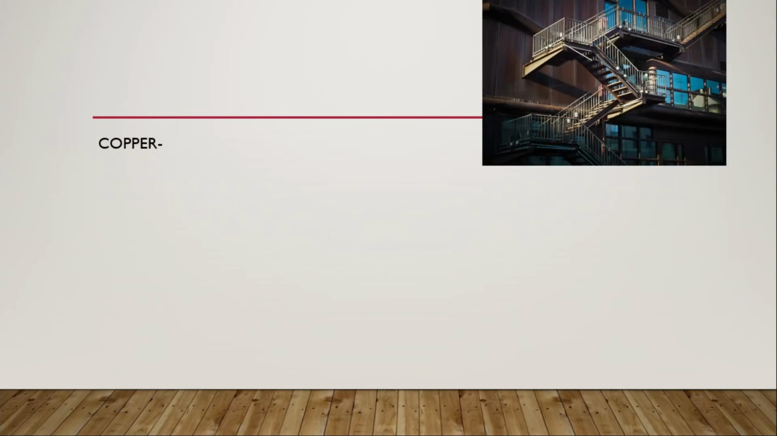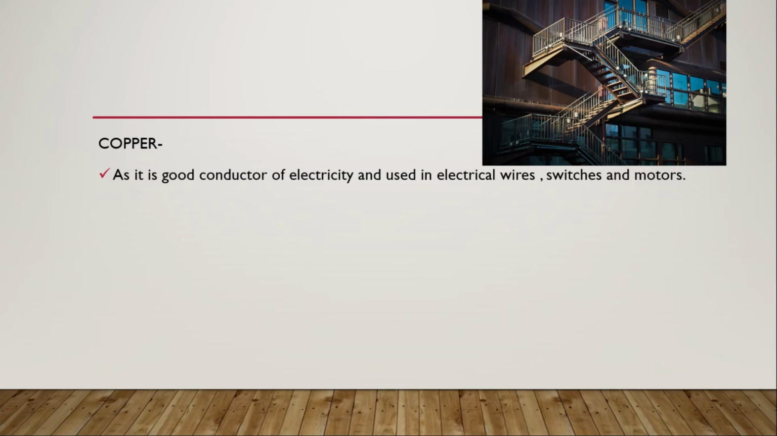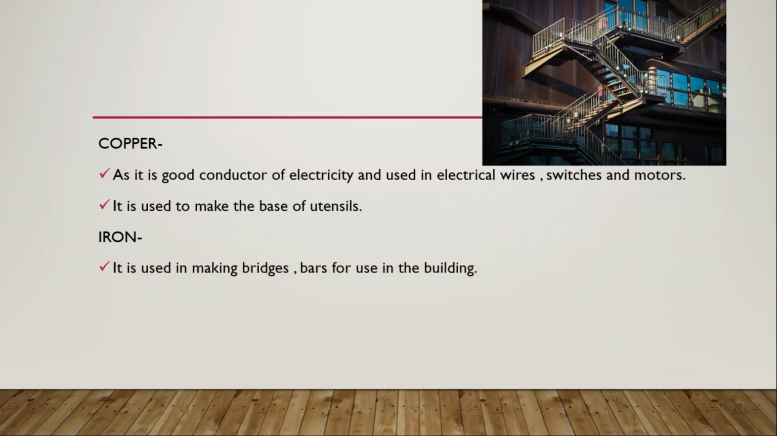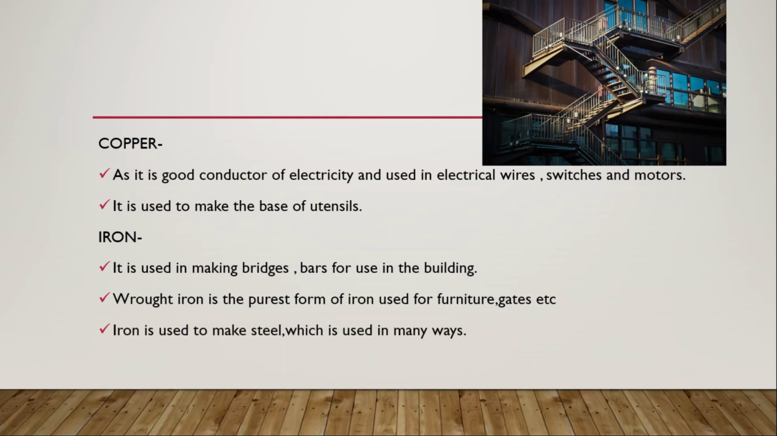And then if we talk about the other metals like copper and iron, copper is a good conductor of electricity. It is used in electrical wires, switches and motors. Iron is used in making bridges and bars. You may be using them in your house construction. Wrought iron is the purest form of iron, used in furniture and gates. And also, iron is used to make steel, and with that steel, we make many substances.